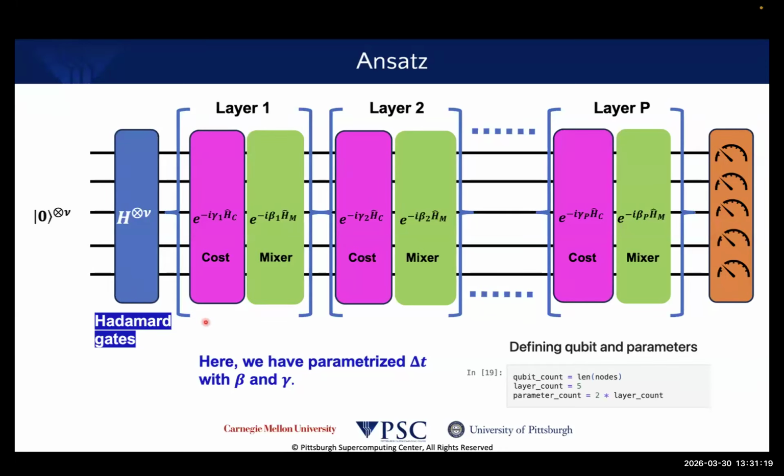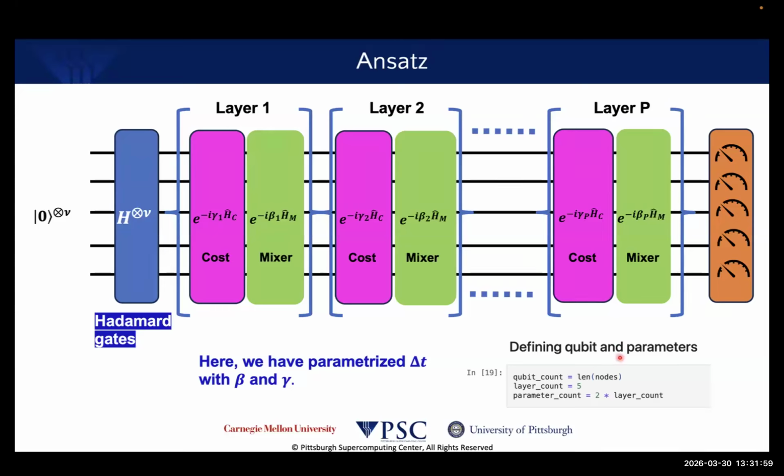Now we have encoded those exponential multiplications into this layered gate circuit here. We apply first the cost layer and then the mixer layer. As you can see, we have parameterized our delta t in terms of beta and gamma. Gamma corresponds to the cost layer and beta corresponds to the mixer layer. And once we prepare the state, we finally measure the expectation value of the cost Hamiltonian to get the cost function, or calculate the objective function.